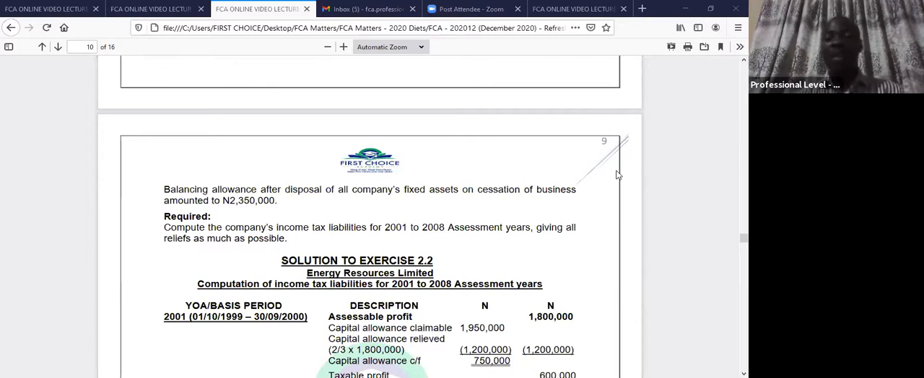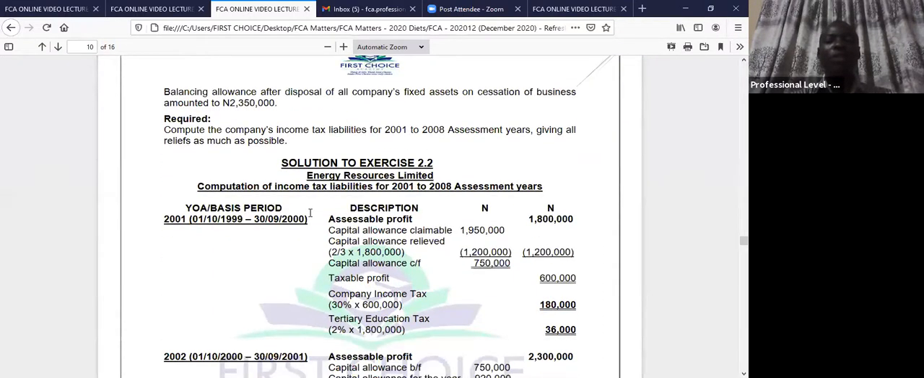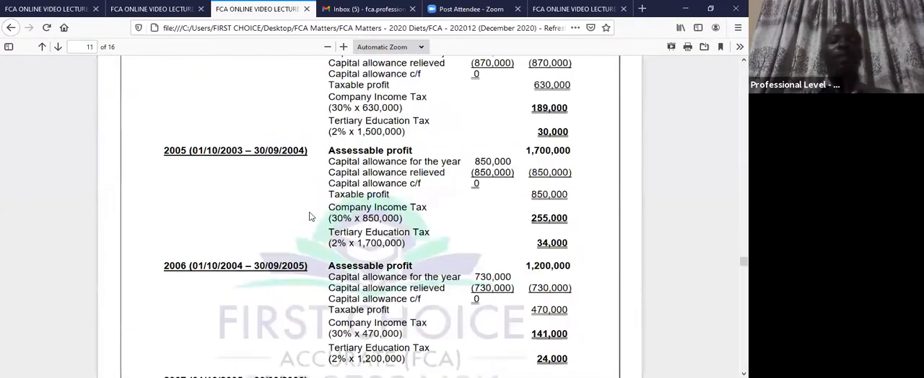So you cannot be making gain from assets that you bought that the government is giving you allowances. Neither will you make loss on them. That's why you are having balancing allowance. So now this question says you have a balancing allowance for that year when you dispose of your asset because you have ceased business amounting to 2,350,000. In this question, let me fast forward to the question to the last slide, solution.